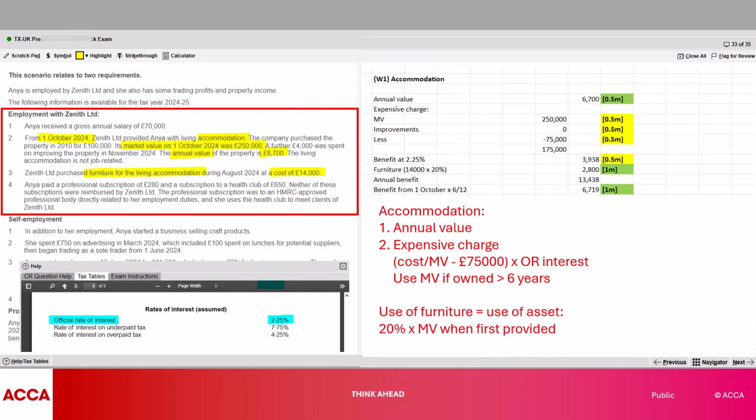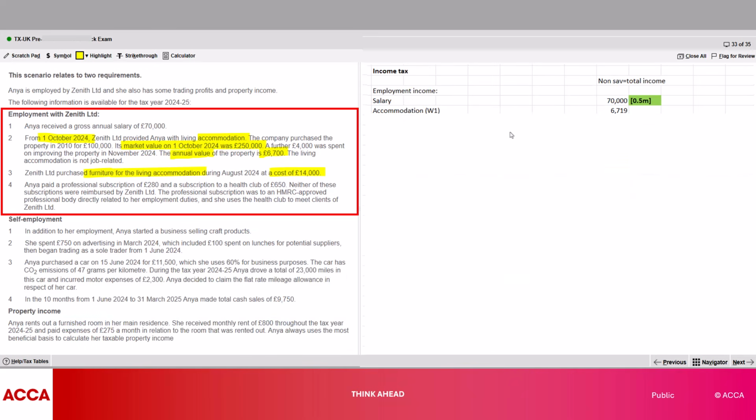And then we can pop that figure back into our main computation, referencing it through to that working. Then we've got some subscriptions. So we have a professional subscription of $280 and a subscription to a health club. Not reimbursed, so these are potentially things that can be deducted.